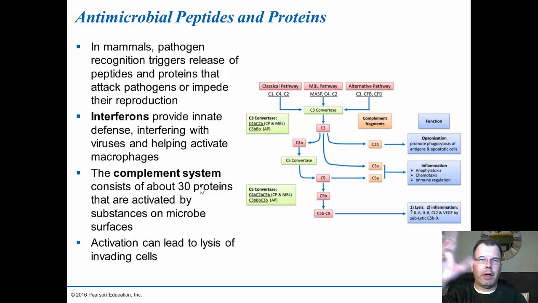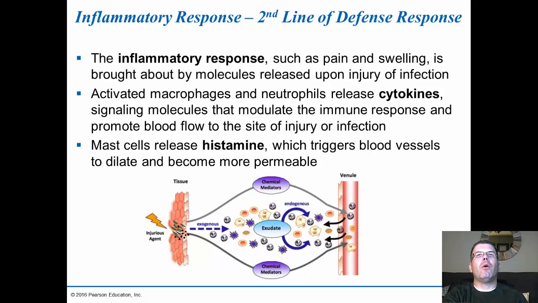So not only the phagocytes, but you also have these proteins that are there to respond and start killing the cells. Now, another important thing that we have is called the inflammatory response. Symptoms such as pain and swelling are brought on by molecules released upon injury or infection. Again, this allows for the cells to come out. And like I said, blood vessels are leaky. When I talked about this, capillaries are leaky, and the reason they're leaky is so that these white blood cells can get to where they need to go.